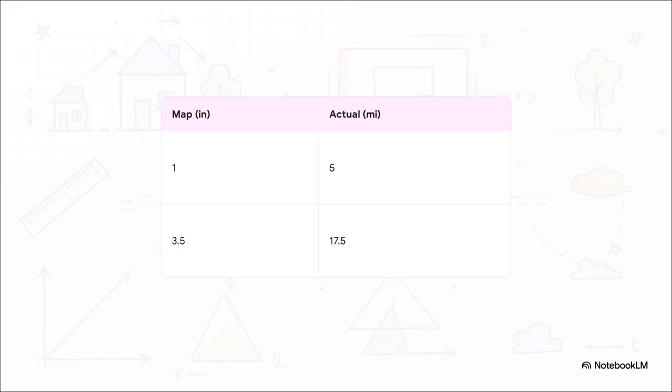Well, setting up a quick table reveals the answer beautifully. In the top row, we have our scale. 1 map inch is 5 actual miles. Our target map distance is 3.5 inches. To get from 1 to 3.5, we just multiplied by 3.5, right? So we do the exact same thing to our actual distance. We multiply our target map distance of 3.5 by our 5-mile unit rate. And 3.5 times 5 gives us 17.5 miles. That is the real distance between those 2 points.